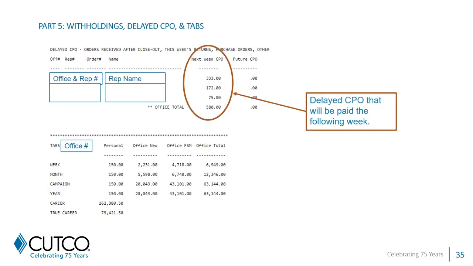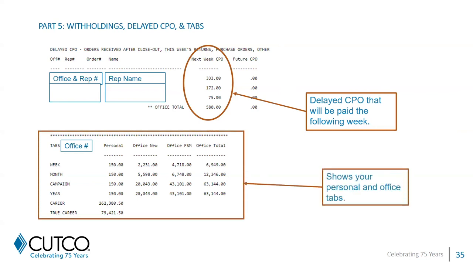The bottom of your commission statement will show your delayed CPO. This is orders that were received after closeout or this week's returns. You can also see your personal and office tabs.